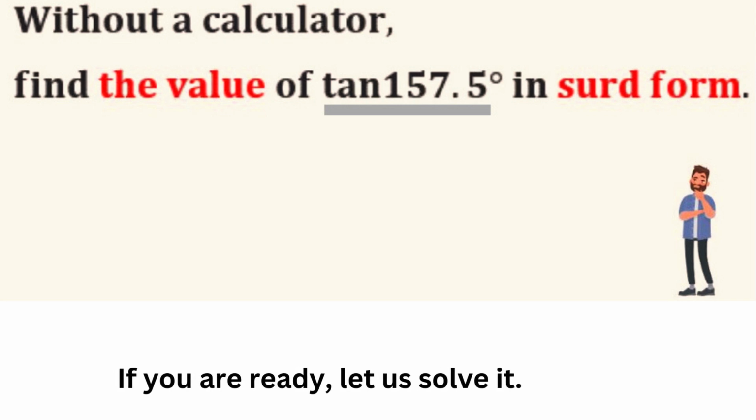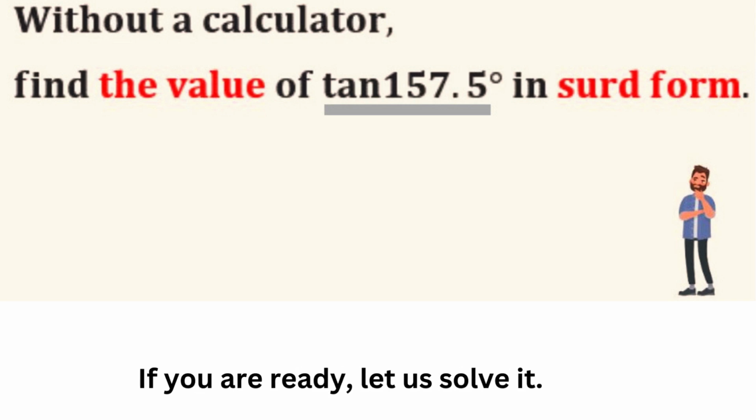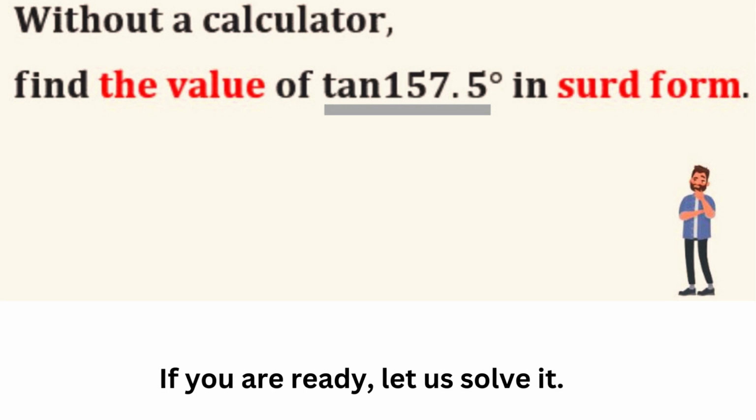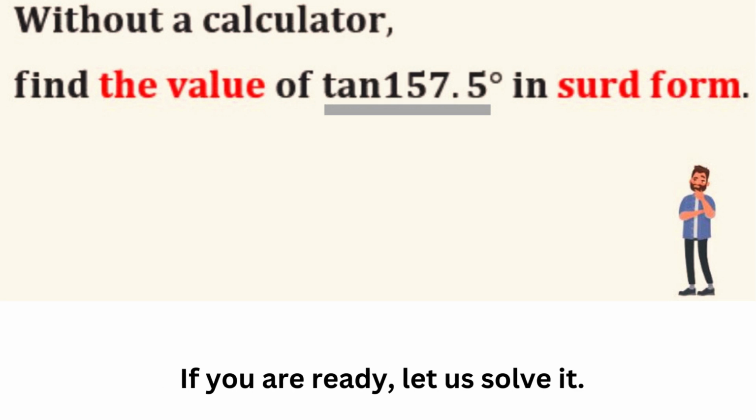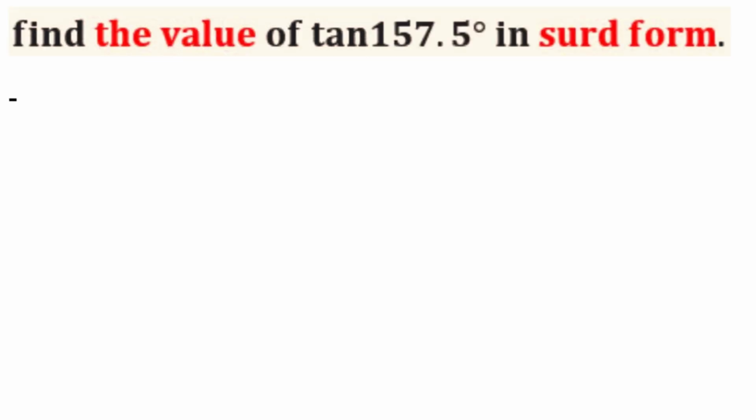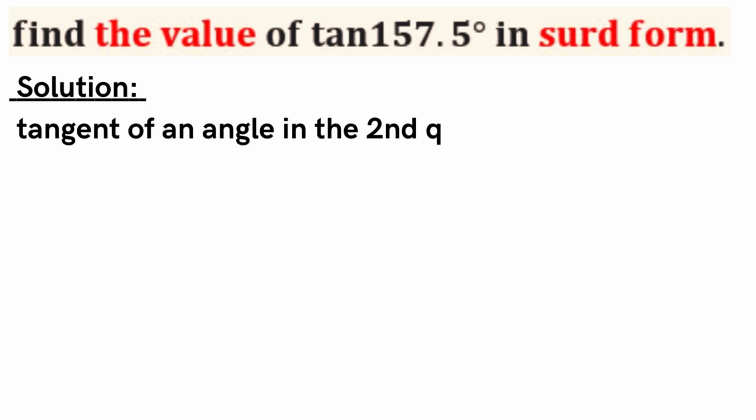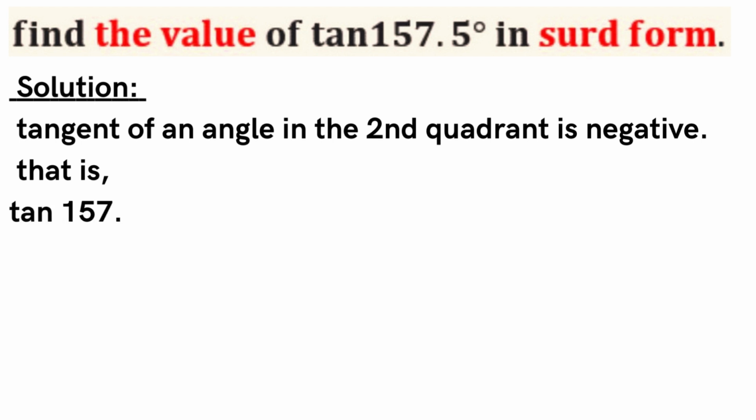Without using a calculator or four-figure table, find the value of tan 157.5 degrees in surd form. Tangent of an angle in the second quadrant has a negative value. We call it equation 1.